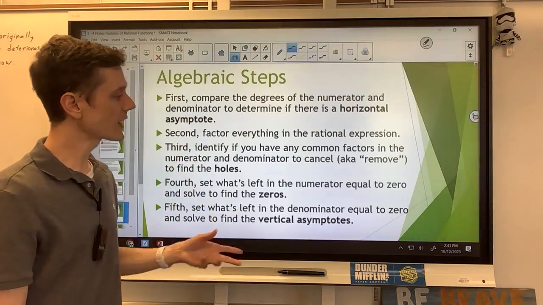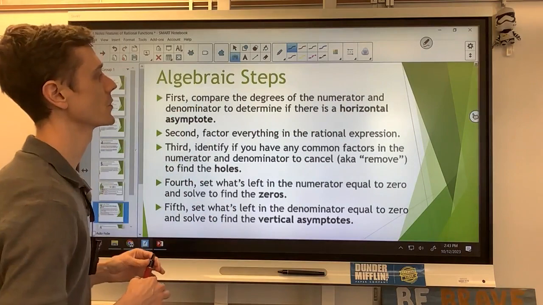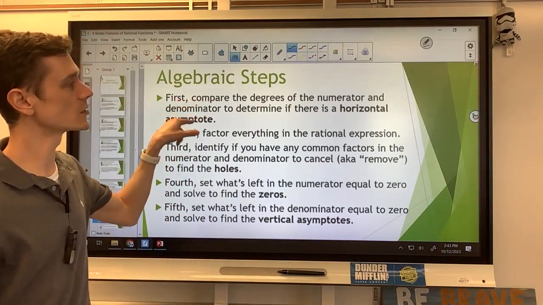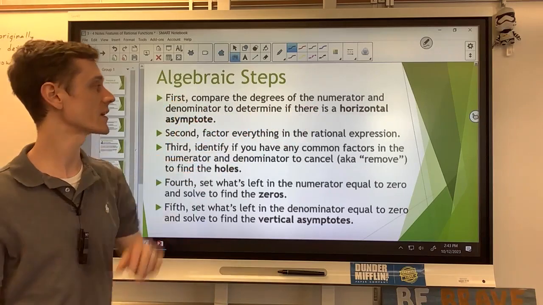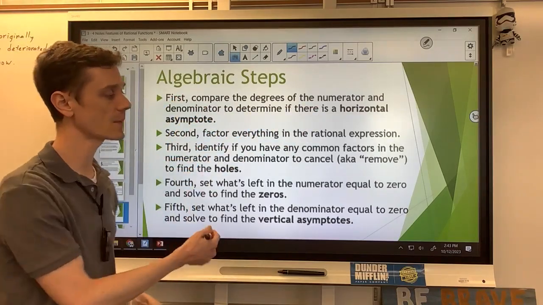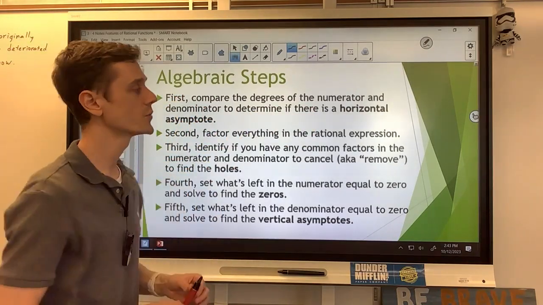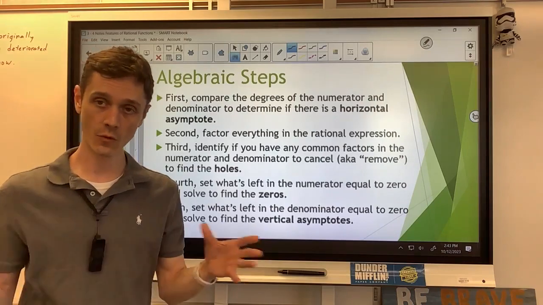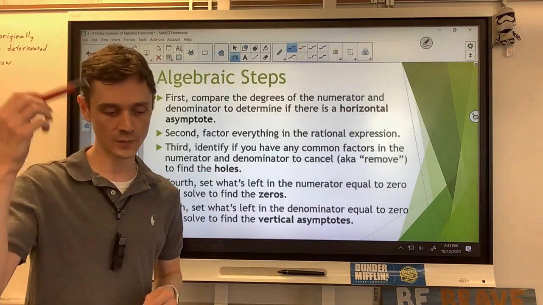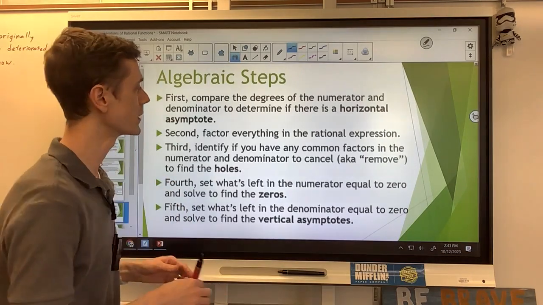Now I do have kind of a step-by-step process because you're usually going to be finding all of these features. So there's kind of an order you want to do on this. The first thing you should do is look at the degrees of the numerator and denominator to identify those horizontal asymptotes. The reason I recommend doing that first is because the rest of the steps are going to focus more on using the expression in a factored form. So if you have it in standard form multiplied out already, then go ahead and figure out which exponent is bigger, the top or the bottom, and identify where your horizontal asymptotes occur before you do anything else.